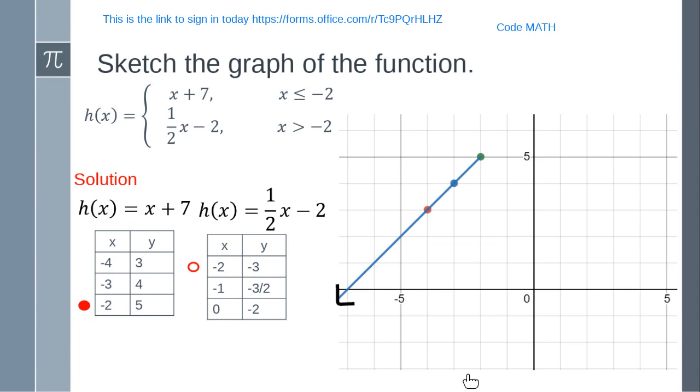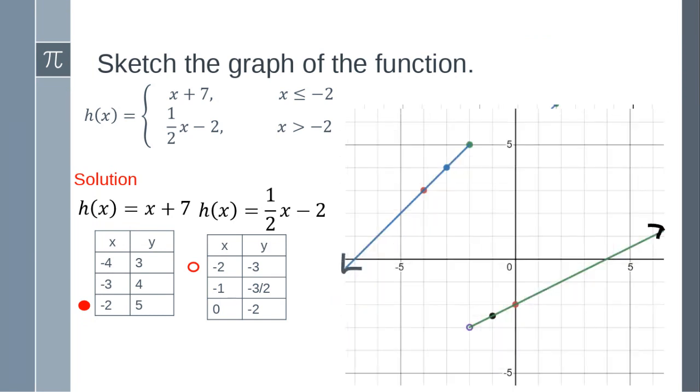Okay, and to draw the other side, when x equals -2, I have a -3. Again, this is my open circle. When x equals -1, my value is -3/2, in between these 2 points here, roughly, labeled in black. And when x is equal to 0, my y value is -2. Then I connect the dots.